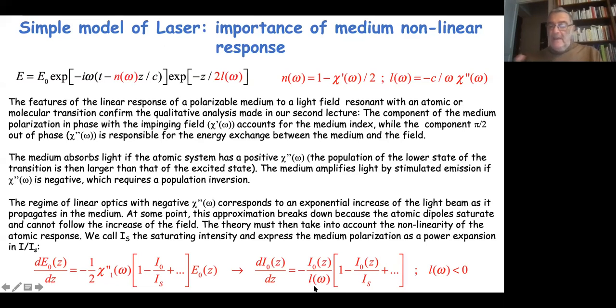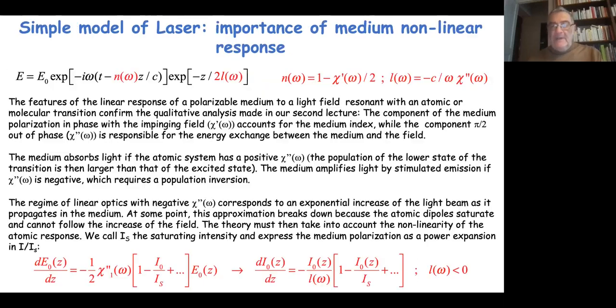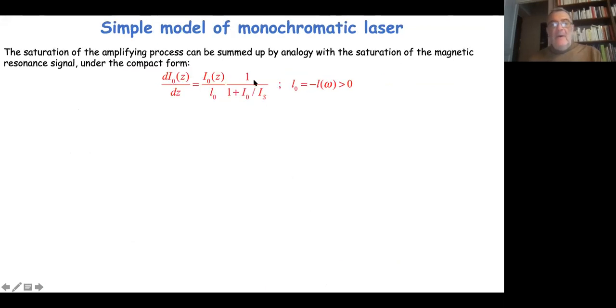You see that the field is amplified over a typical length, which is here negative, so it gives a positive exponential with a saturation term here. On the next slide, I write the saturation term in a different way. Instead of writing 1 minus I naught over I_S, I write it as 1 over 1 plus I naught over I_S. And if you develop this, you find the first term, the term that I showed on the previous slide.